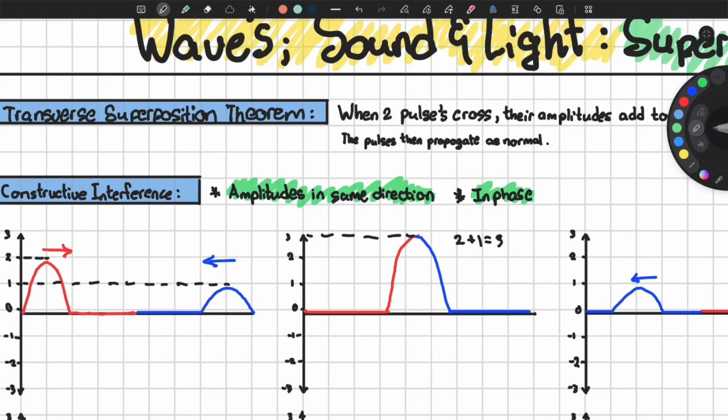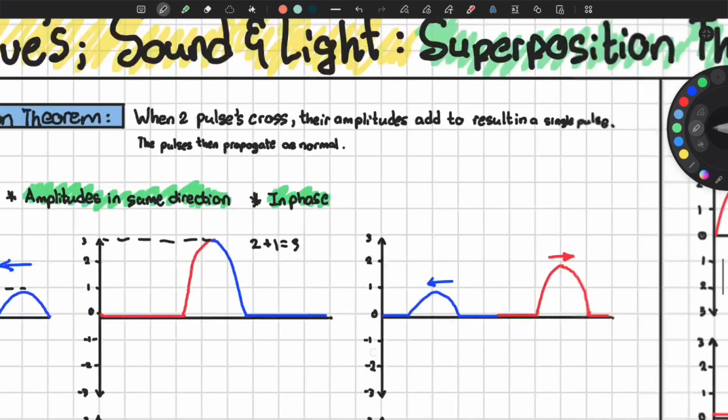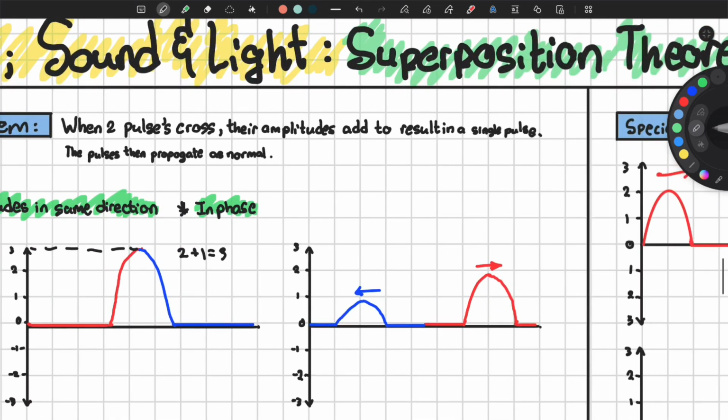Now, my next question to you guys is, what would happen if these pulses continued passing each other? How would that affect the way that the pulses travel? Let's have a look at it. We can see that after that initial combined pulse was created, the individual pulses break apart and they continue in the exact same direction that they initially were traveling in.